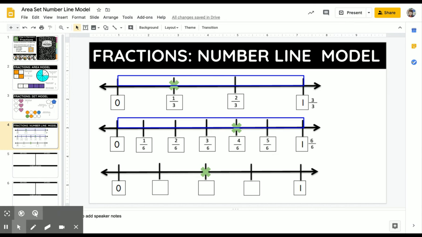Let's take one more look at the bottom number line. This number line is cut into 1, 2, 3, 4 sections, or cut into fourths. So we will start again by labeling our denominator in the 3 empty boxes. Because this is 0 out of 4, this line represents 1 out of 4, or 1/4, 2 out of 4, or 2/4, 3 out of 4, or 3/4, and 1 whole represented as 4/4.